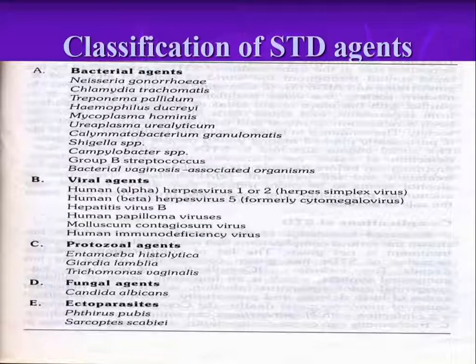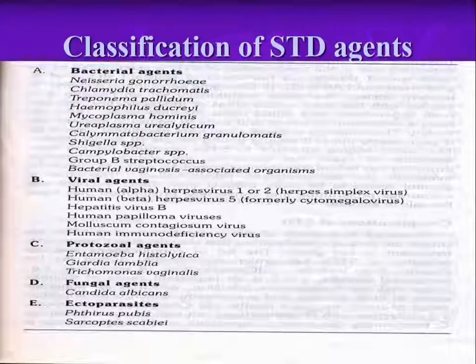Under the viral agents, herpes simplex virus 1 or 2, human herpes virus 5, hepatitis B, human papilloma virus, molluscum contagiosum, and human immunodeficiency virus, HIV. Under the protozoal agents, Entamoeba histolytica, Giardia lamblia, Trichomonas vaginalis. Under the fungal agents, Candida albicans, and the ectoparasites, that is Phthirus pubis and Sarcoptes scabiei. These are the causative agents of sexually transmitted diseases.